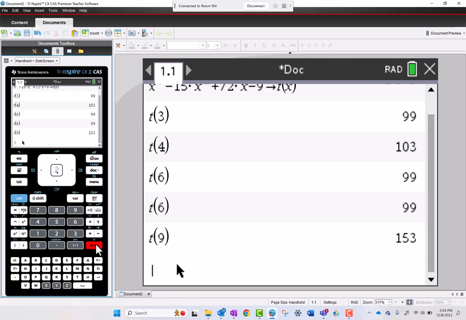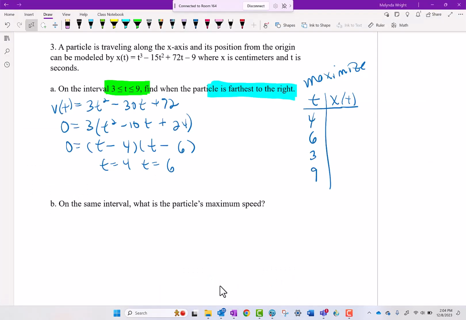Okay, so let's transfer them into our table. And we're looking for the farthest to the right. So who looks like the winner here? T of 9 looks like the winner here. So let's go farthest to the right. So let's just write our numbers in. That was 99. 4 was 103. 6 was 99, and 9 was 153. So the winner is 9.